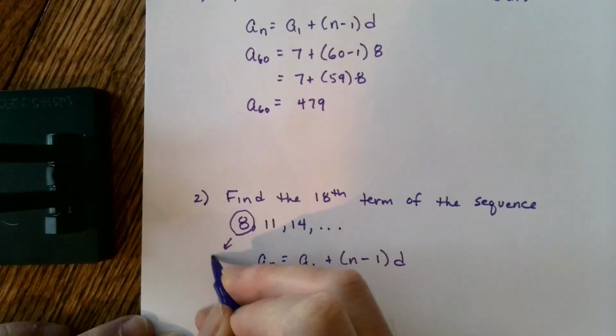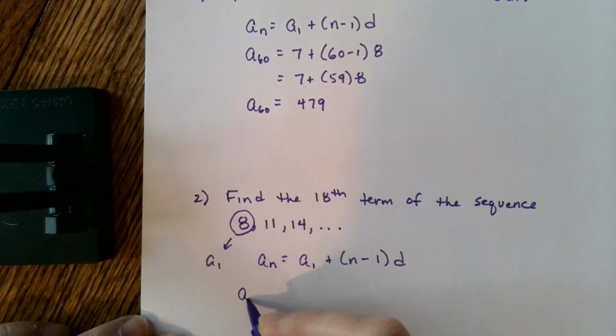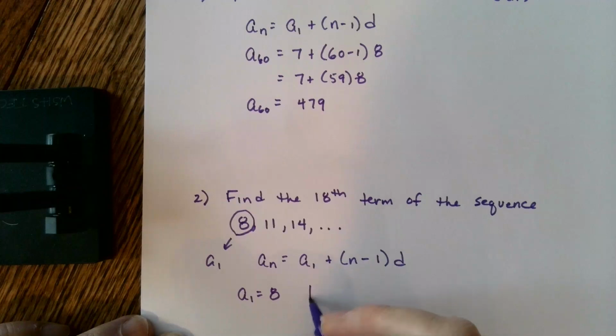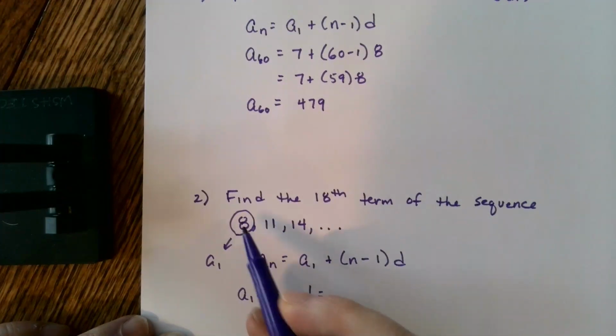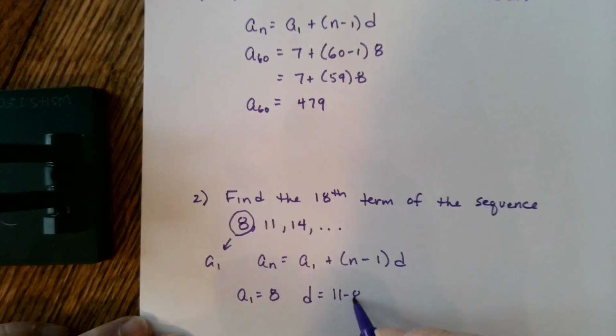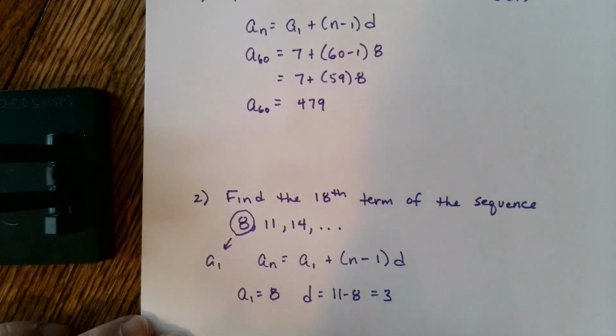That's a sub 1, or the first term, so therefore a sub 1 equals 8. The common difference can be calculated by taking the 11 and subtracting it from 8. So 11 minus 8 is equal to 3. Now I ask myself, from 11 to 14, is it also increasing by 3? The answer is yes, so therefore my common difference is 3.